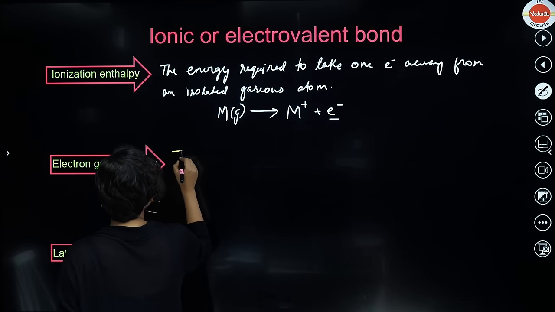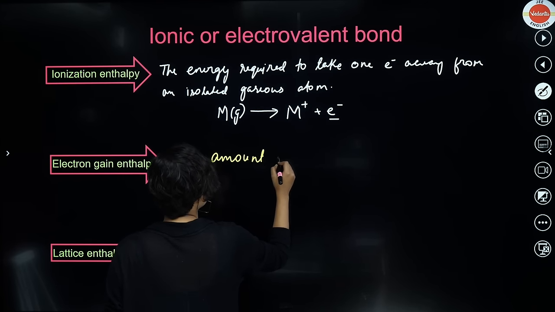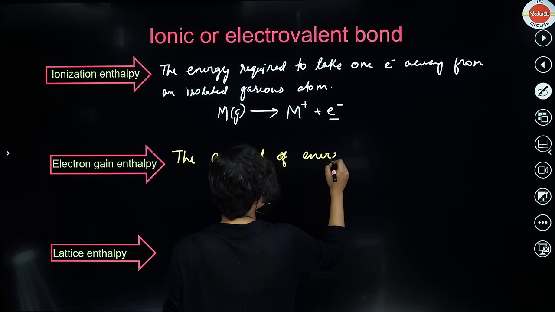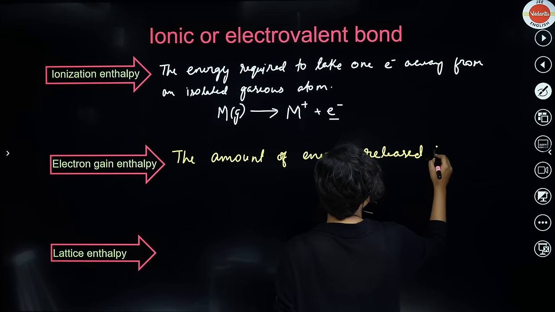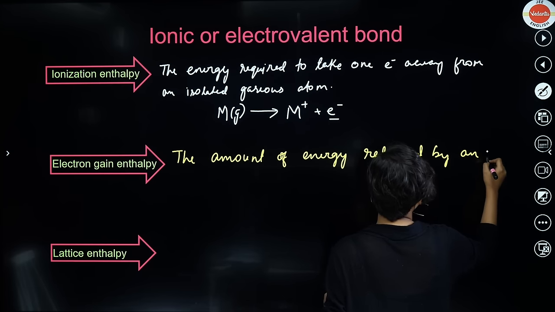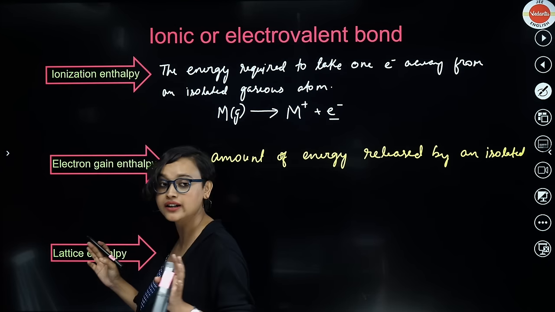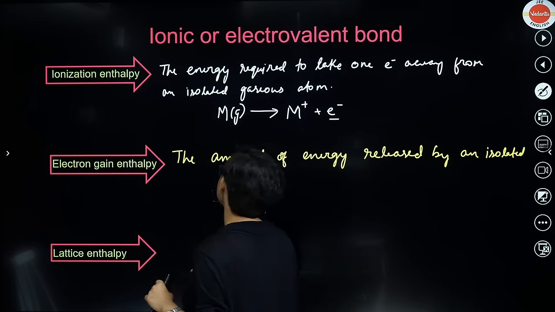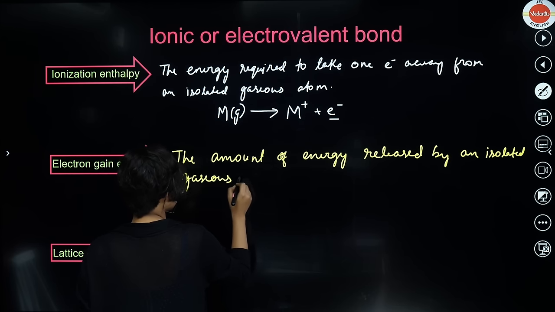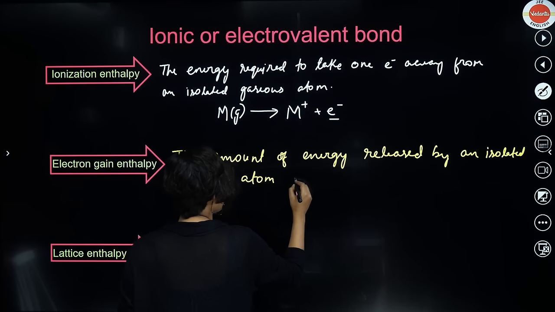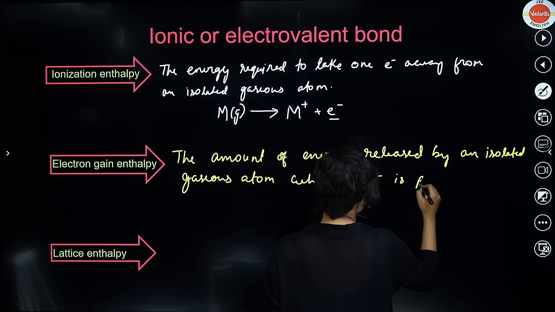So what is electron gain enthalpy? The amount of energy released by an isolated gaseous atom when an electron is pushed into it. And all of this happens in the isolated gaseous state. The atom should not be bonded, by the way. It should not be bonded, okay?